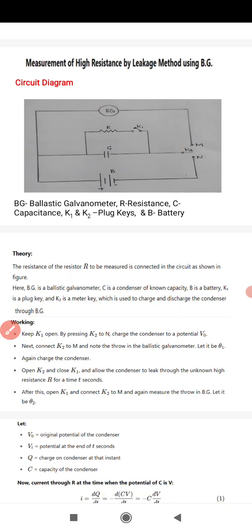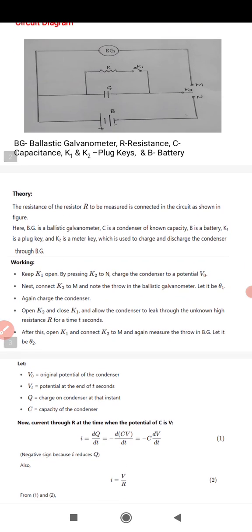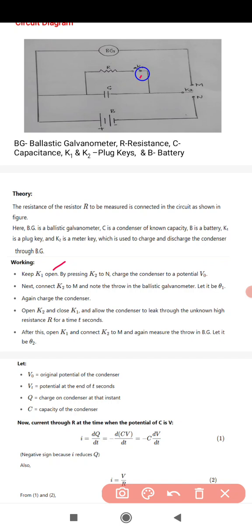Now we see. Keep K1 open. By pressing K2 to the N direction, the capacitor or condenser is charged to a potential V0. Next connect K2 to the M direction and note the throw of the ballistic galvanometer.